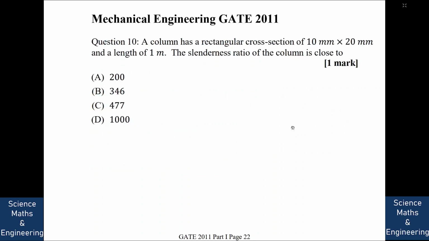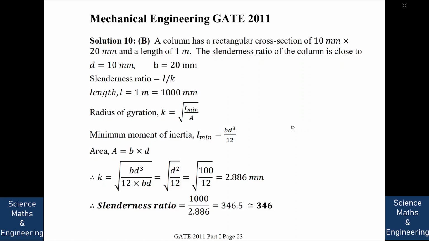A column has a rectangular cross section of 10 mm by 20 mm and a length of 1 meter. The slenderness ratio of the column is close to A, 200, B, 346, C, 477, or D, 1000. So the answer is B, 346. As we have this rectangular cross section 10 by 20, D is equal to 10 and B is equal to 20. Now slenderness ratio is L by K. Length we are given is 1 meter, that is 1000 mm.